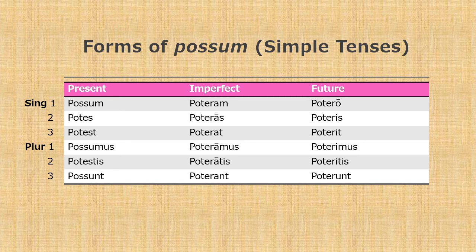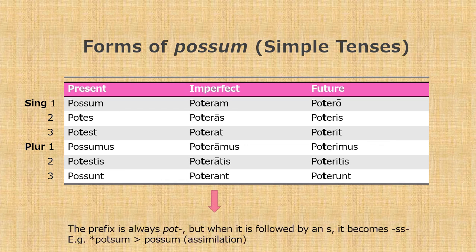Let us see the conjugation for the simple tenses. I will read all of them. So let's start with the present. Possum, potes, potest. Possumus, potestis, possunt. Let's go with the imperfect. Poteram, poteras, poterat. Poteramus, poteratis, poterant. Future. Potero, poteris, poterit, poterimus, poteritis, poterunt.